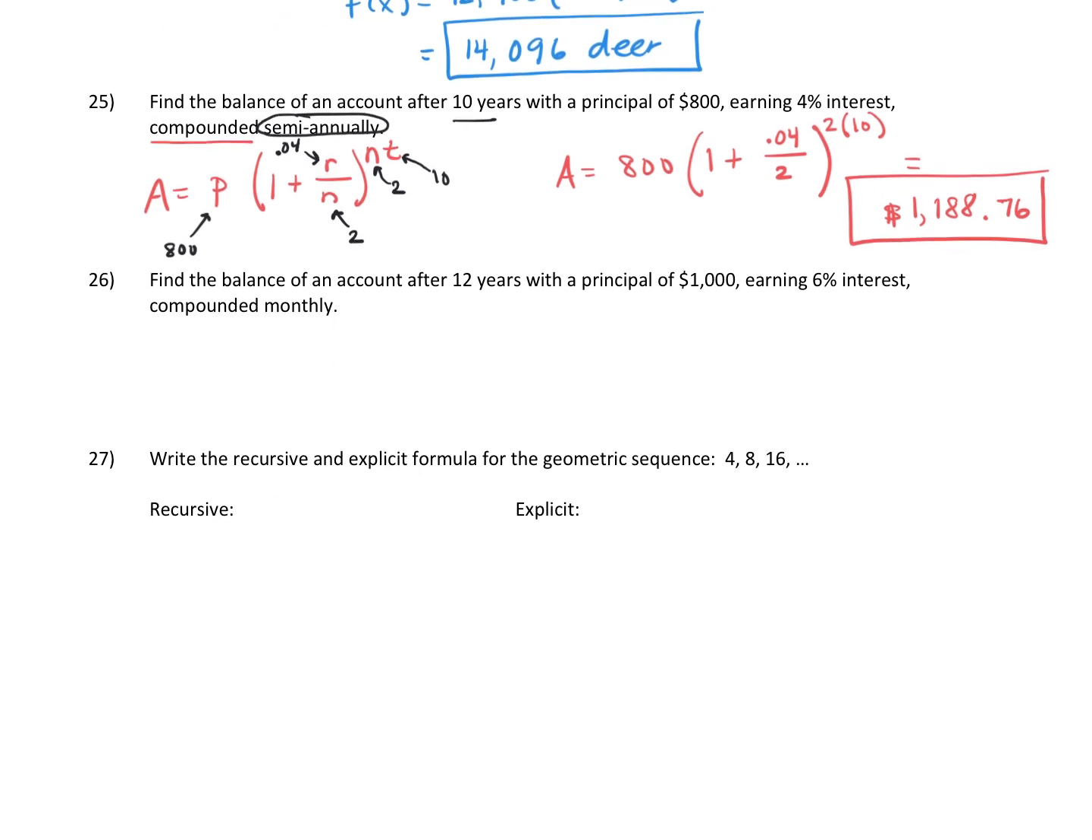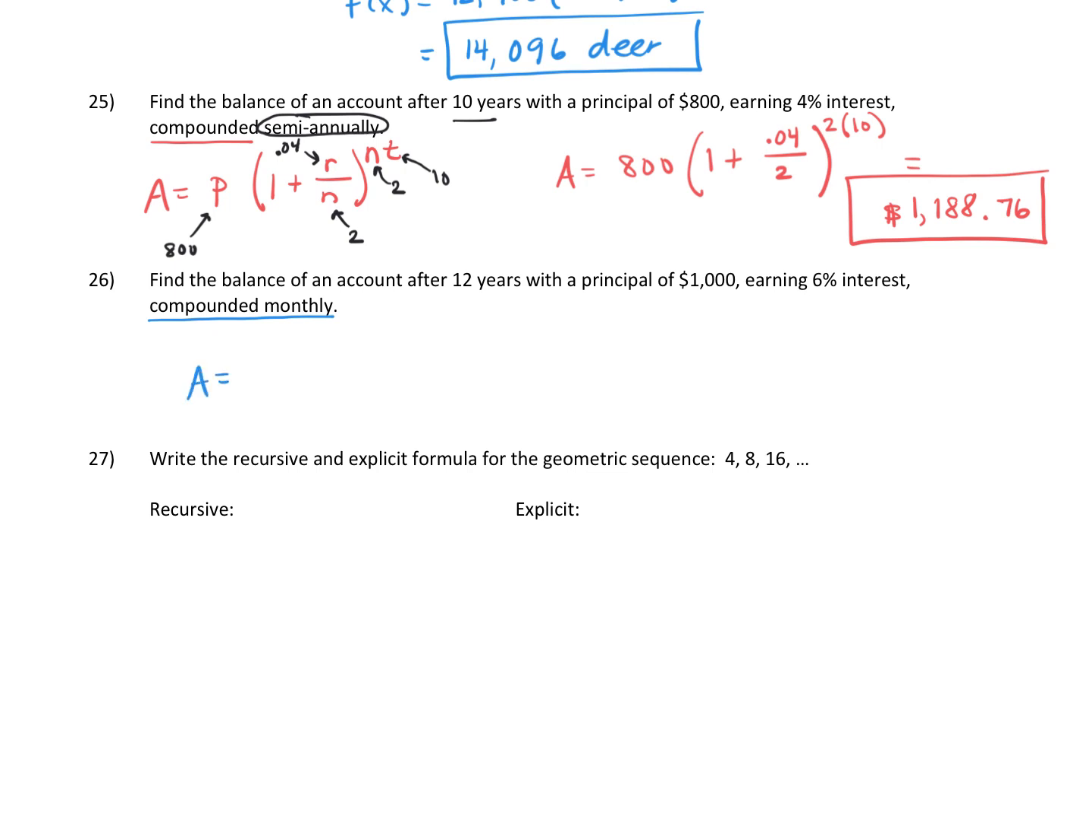All right, number 26. Find the balance of an account after 12 years with a principal of $1,000 earning 6% interest compounded monthly. So there's the key word. When we see compounding in a problem, that tells us we're going to use this formula up here. So if you're jumping into number 26, maybe rewind back to 25 just to hear me go through what all this stands for. But since we did just talk about it, we can jump right to plugging in our values.